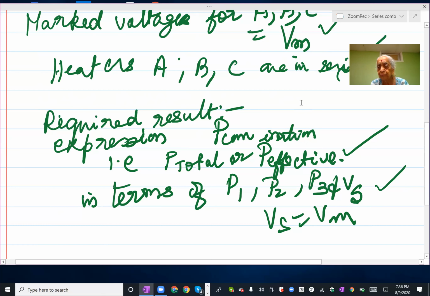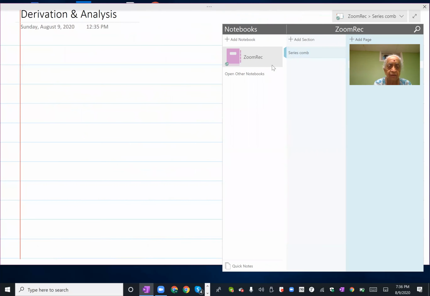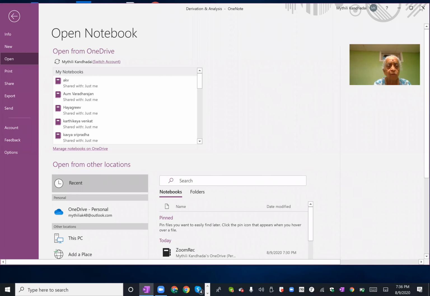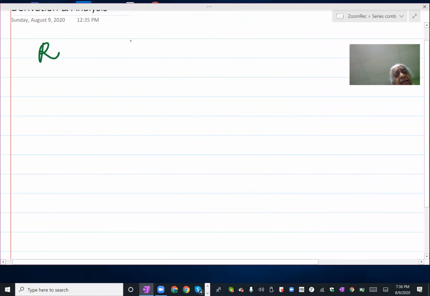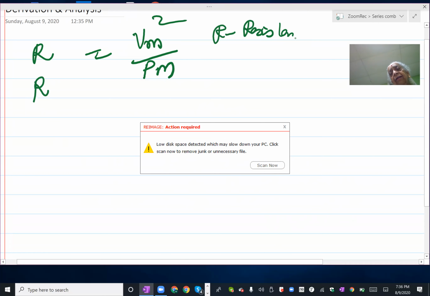Now coming to the derivation part and the analysis part. Here goes the derivation, which I thought I'll work out in your presence. Here we have, this is how it goes. Now you know that R of any device is equal to V squared, V marked squared by P marked on it. So according to this, R is the resistance of the device, the coil of the device.